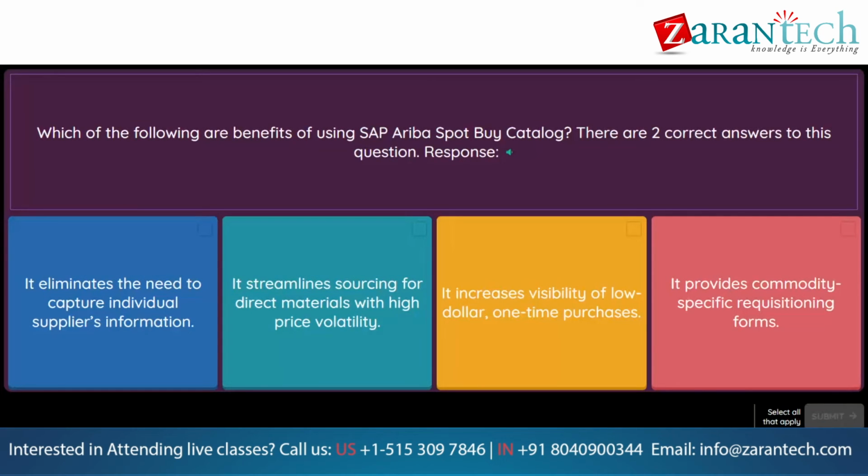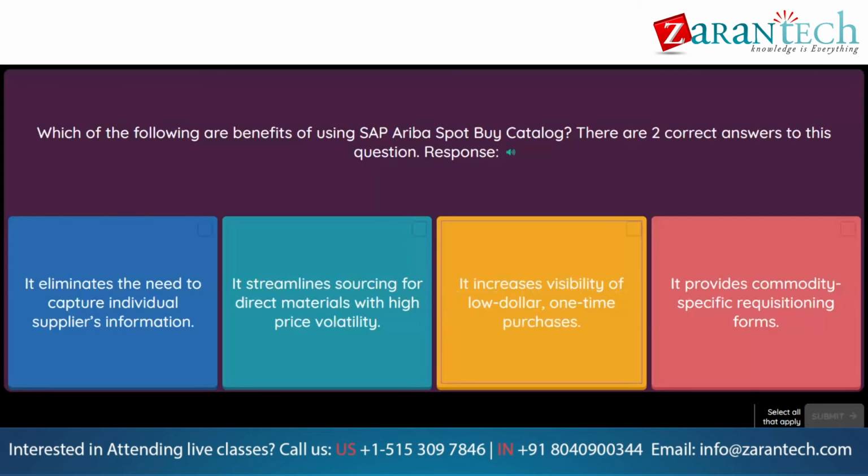Question: which of the following are benefits of using SAP Ariba Spot by Catalog? There are 2 correct answers to this question. Response. Option 1, it eliminates the need to capture individual suppliers' information. Option 2, it streamlines sourcing for direct materials with high price volatility. Option 3, it increases visibility of low-dollar, one-time purchases. Option 4, it provides commodity-specific requisitioning forms.